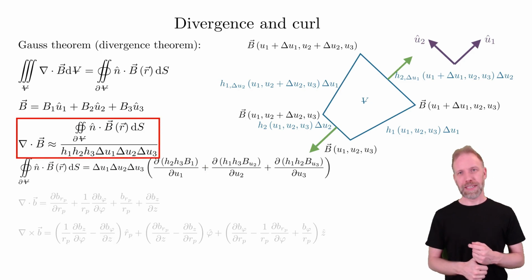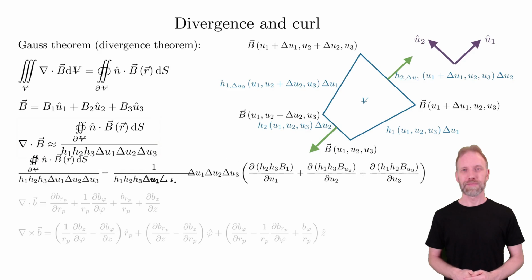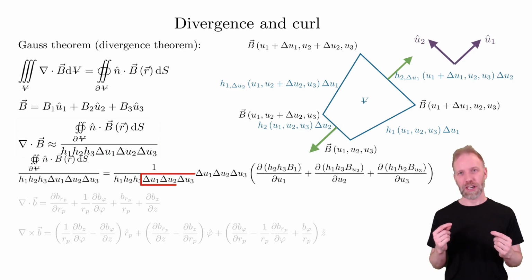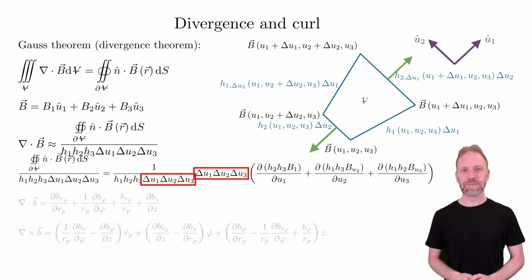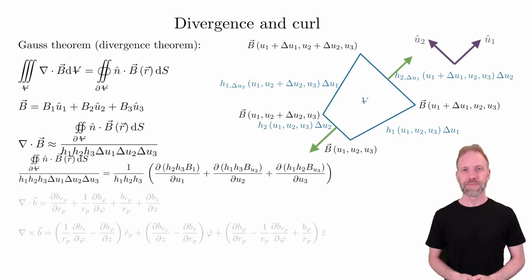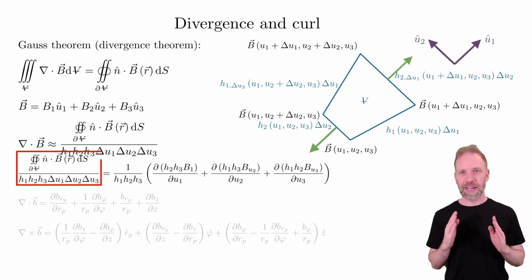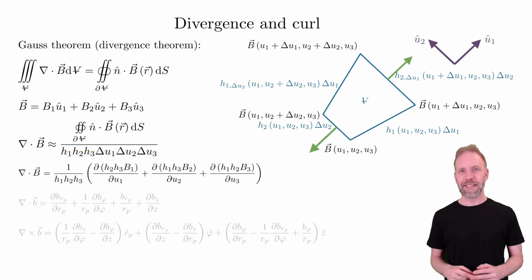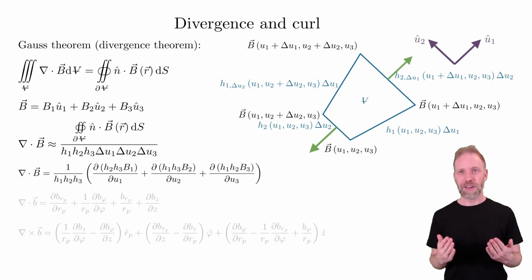Let's divide the expression with h1, h2, h3, delta u1, delta u2, delta u3 to get the divergence. We can see that all delta terms will cancel. Now we can write it as the divergence. This is the general expression for the divergence in an orthogonal coordinate system.